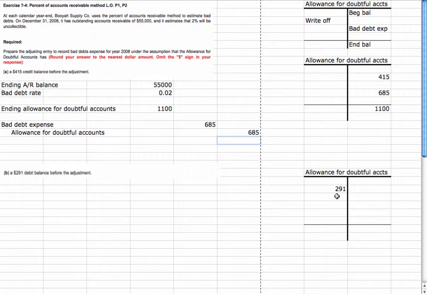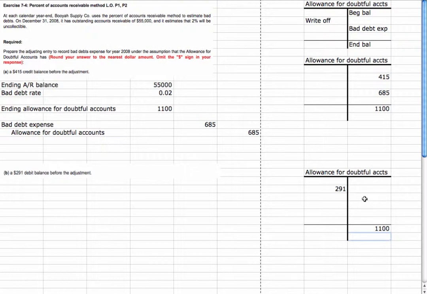The question then is, how could we get $291 on the debit side of a credit balance account? Now remember, if we started with a beginning balance and we wrote off accounts receivable through the period, if we wrote off more than what was available in the beginning balance, we're going to end up with a debit balance over here in the allowance for doubtful accounts. Now, based upon this calculation, we're still saying that the balance should be $1,100 for the ending balance for the allowance.